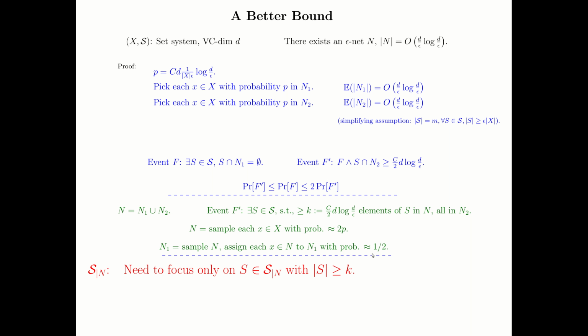Now we go back to the proof. The main point where we're going to use the bound on VC dimension is the following: we can restrict our set system to N, and we can only look at the subsets inside this restriction. This is because the part of the subsets that are outside N do not matter, because what we care about is the intersection of the subsets with sets N1 and N2. And since we want to bound the probability of F prime, we only need to look at subsets that have at least k points in N.